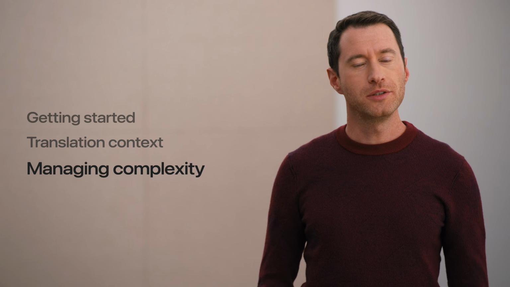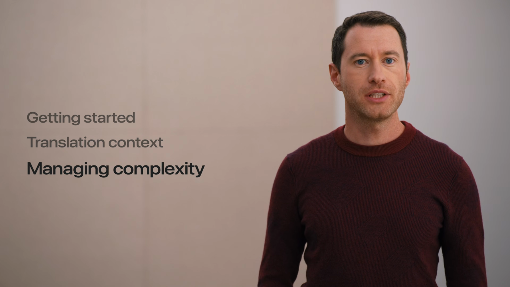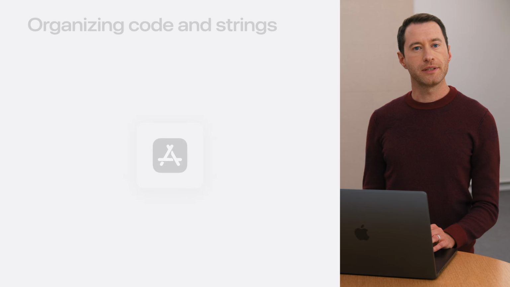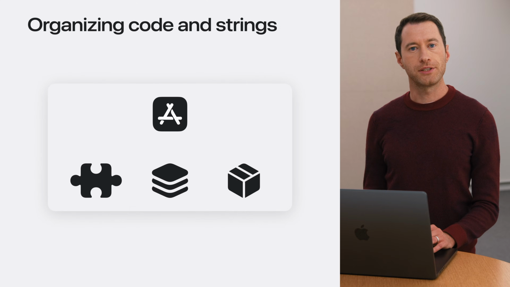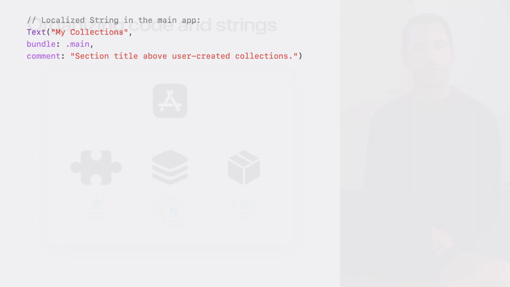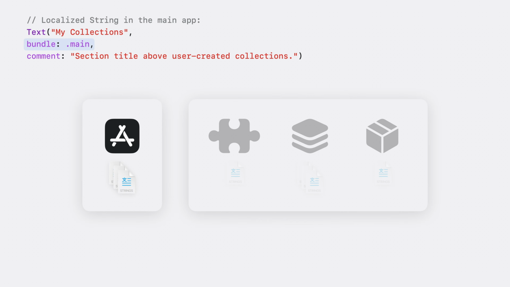As your project grows and becomes more complex, there are additional Xcode features and localization APIs that can help you stay organized. For example, as a project increases in size and maybe multiple developers start working on it, we sometimes split our codebase into extensions, frameworks, and Swift packages. And each of them can contain one or more string catalogs. In these cases, we now have to use another parameter on the localization API, bundle. This will tell the system where the string can be found at runtime.